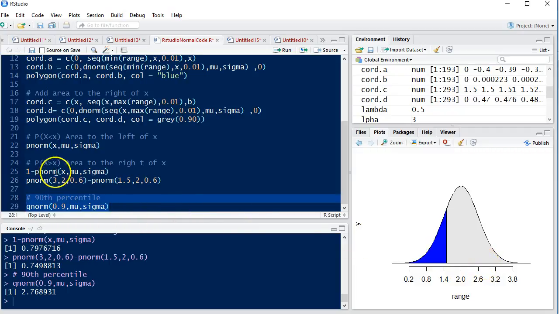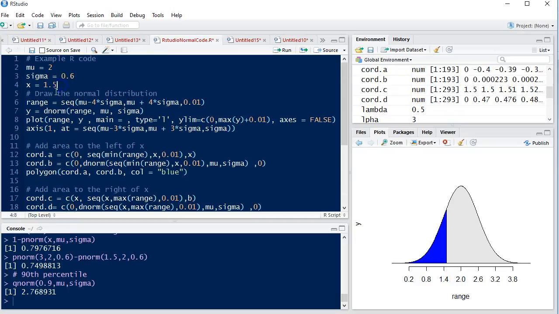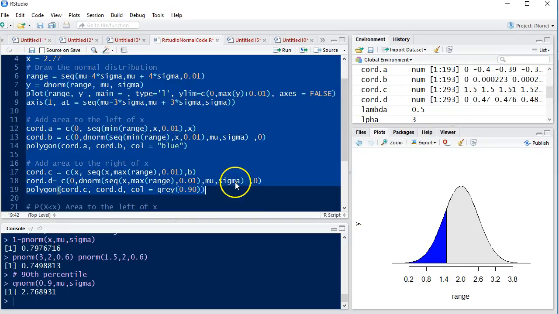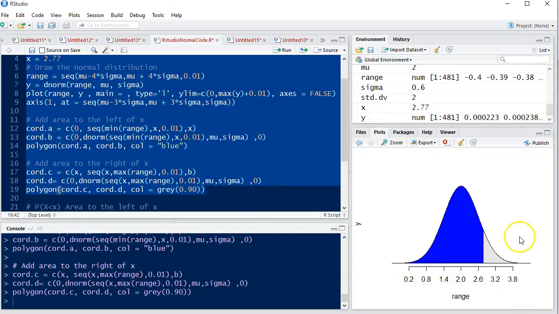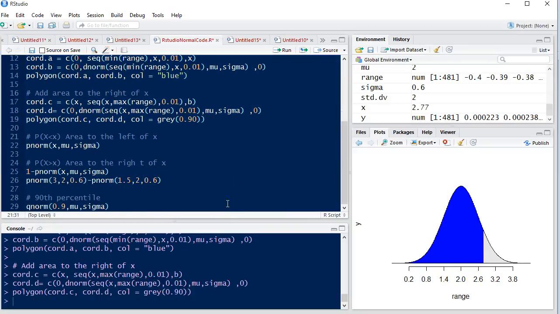If I were to come back up here and put in a rounded version of that, so 2.77, and just run this again so I can see the picture, then that is where 2.77 falls. This would be 90% of the data, and this would be 10%. So that's the 90th percentile. So I can use RStudio to do all of the calculations for a normal distribution, and it's just a little bit more accurate than the table, and it's really pretty easy. So this is how we can use the normal distribution in RStudio.